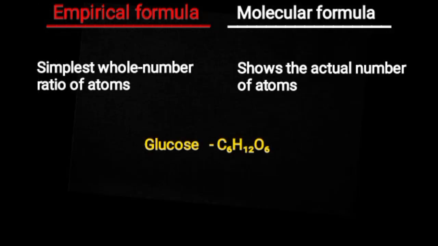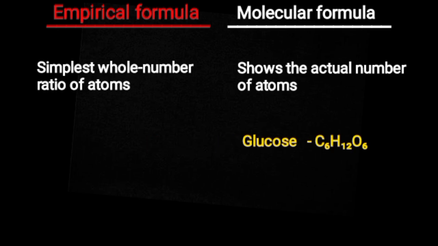So in simple terms, every molecule of glucose contains this actual number of atoms, which is 6 atoms of carbon, 12 hydrogen, and 6 atoms of oxygen. So that is why it is called the molecular formula. Every single molecule of glucose contains this exact actual number of atoms.